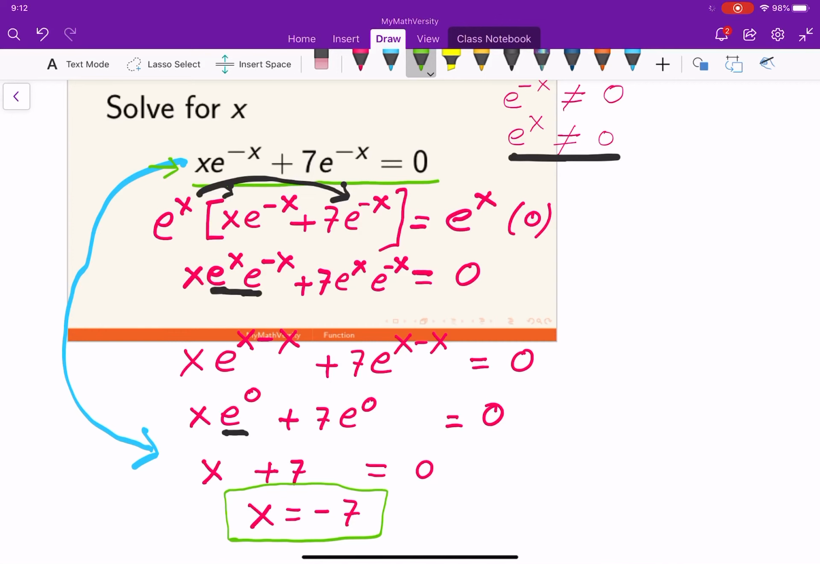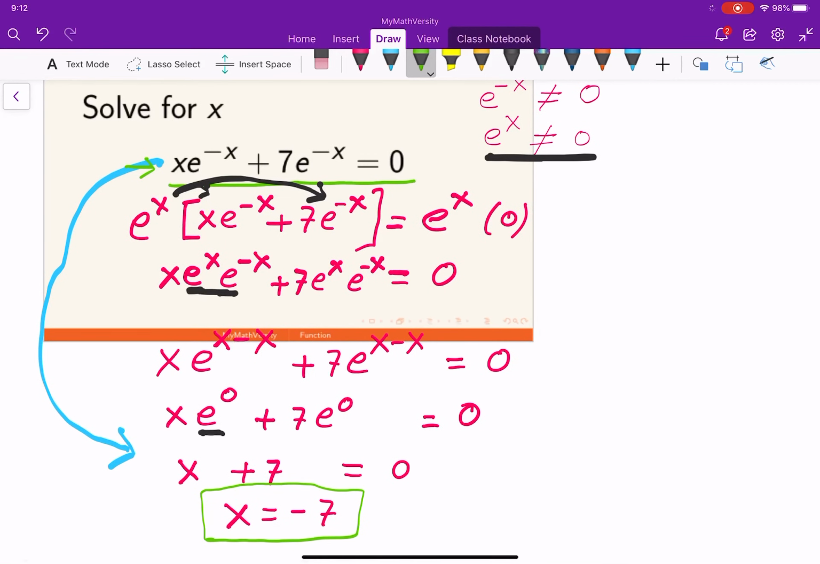Remember the couple of facts we have used here. Since e to the power 0 is equal to 1, that is a property we have used. And here, since e to the power x times e to the power minus x both have the same base, we combined the powers by using this exponent law. And then here we multiplied by e to the power x on both sides because of this property, and that's the most important property, which helped us to transform the given exponential equation into the linear equation.